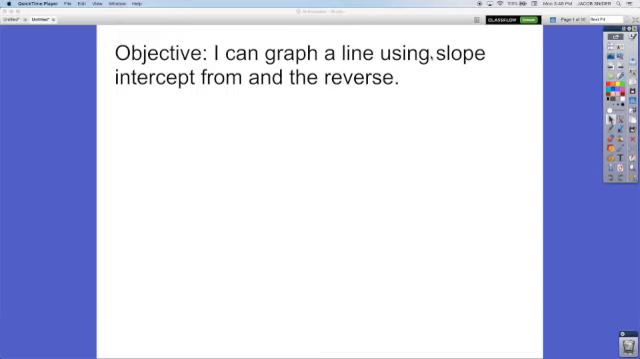Okay? So our objective for the day is that I can graph a line using slope intercept form and the reverse. Someday I'll learn how to spell. Slope intercept form and the reverse, so I can go the other way. All right? So before we get started, I want to talk about what we did yesterday.